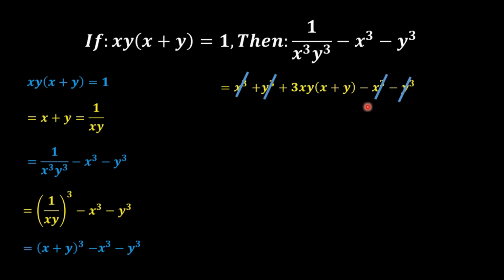As a result, we get 3xy into x plus y, and according to our given equation, xy into x plus y is equal to 1, so we replace this entire value with 1. As a result, we get 3 into 1, which is equal to 3. And this is the answer for this expression: 1 over x cube y cube minus x cube minus y cube is equal to 3.